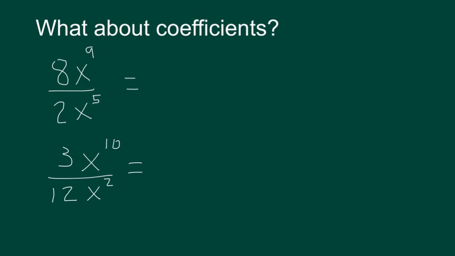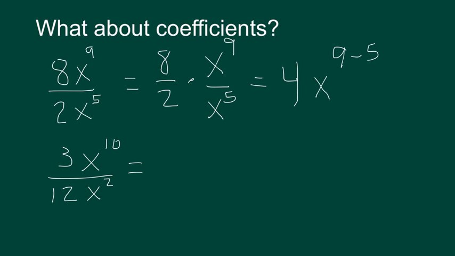What about when you have coefficients like we have here? Well, this first one is the same as saying 8 halves times x to the 9 over x to the 5th power. Remember, when you have two fractions being multiplied, numerator times numerator gives you the numerator, and denominator times denominator will give you the denominator. So this is the same thing as this. When you look at it this way, you can see that you're going to simplify the 8 over 2, which is 8 divided by 2, giving you a 4. This part, you're going to subtract the exponents, which is going to give you 4x to the 9 minus 5, which results in 4x to the 4th power. And that would be your final answer on that one.